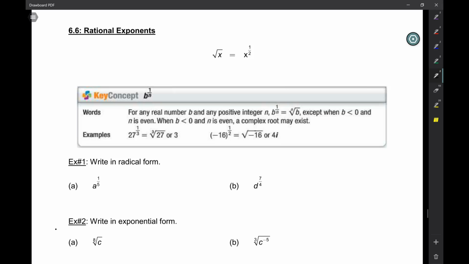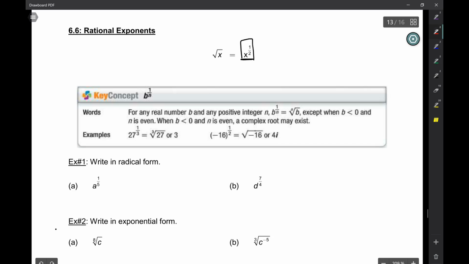We learned in the last section all about how to evaluate roots. Here, we're going to take that a little bit further. So if you have something like the square root of x, you could rewrite that as x to the power of 1/2. How does that work?